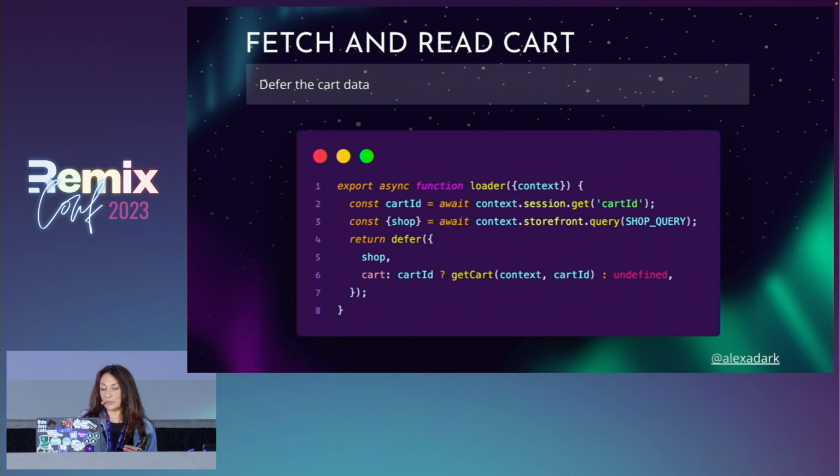but as you can see, there is no await. I'm not waiting for it because I need the shop data for my SEO immediately. And for that, I'm using the defer utility that allows for deferred or streaming data, the streaming responses, and it will transport the promise to the UI components.